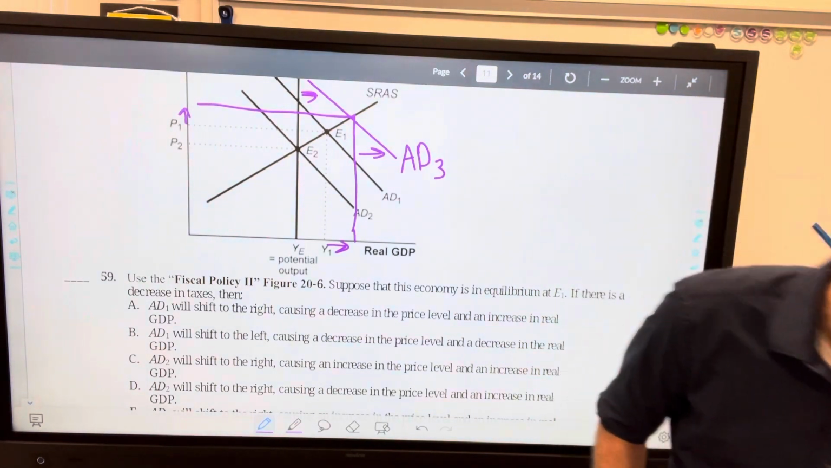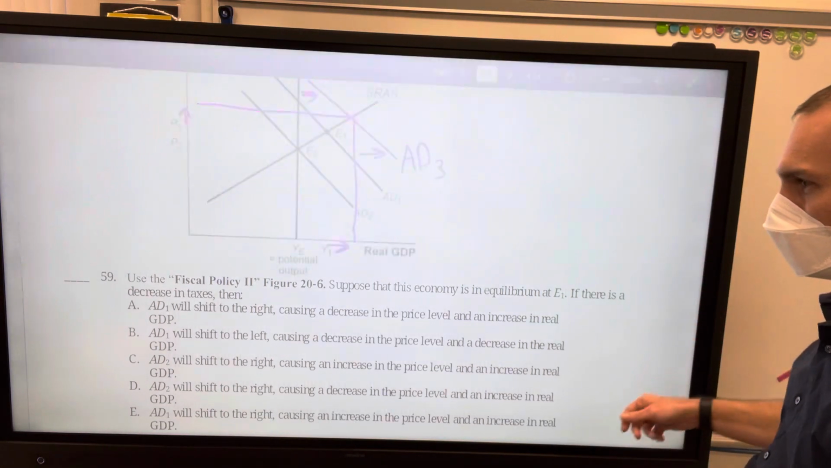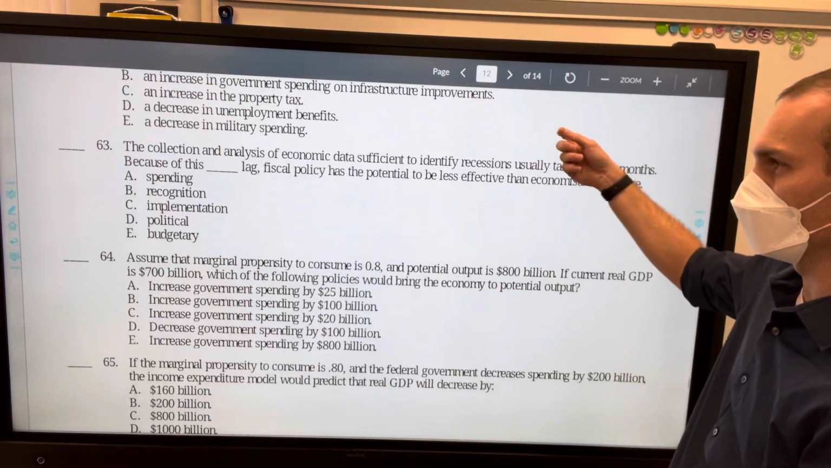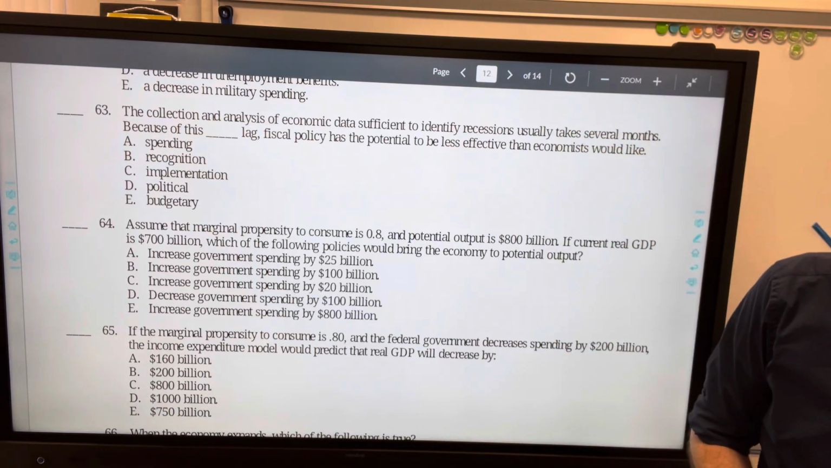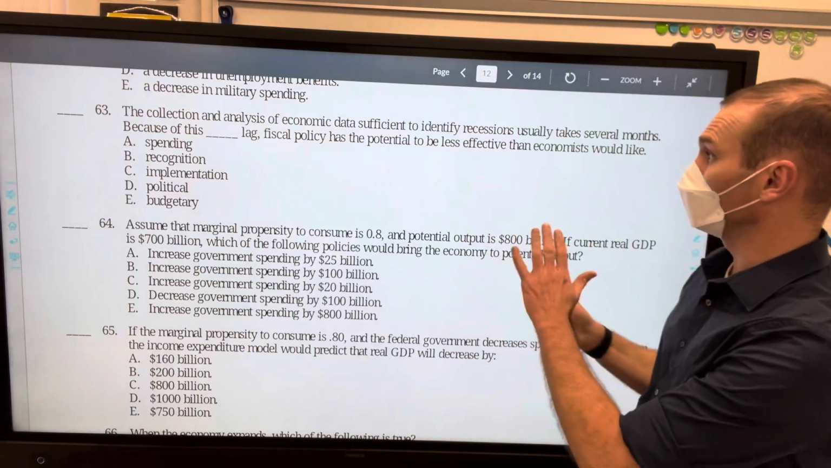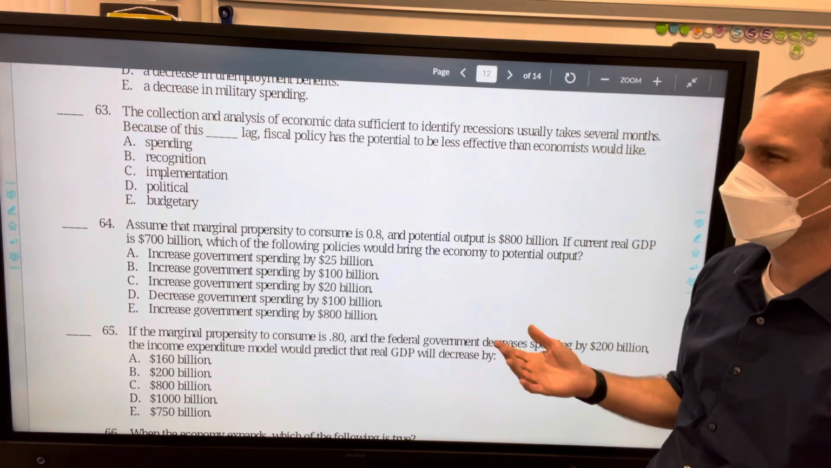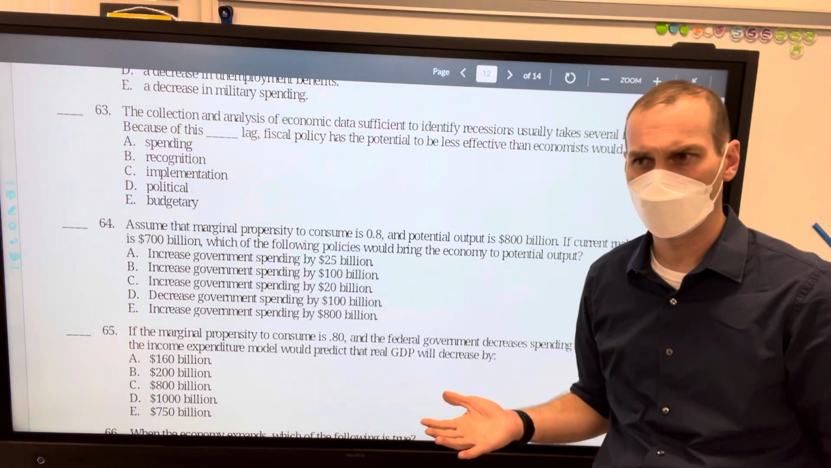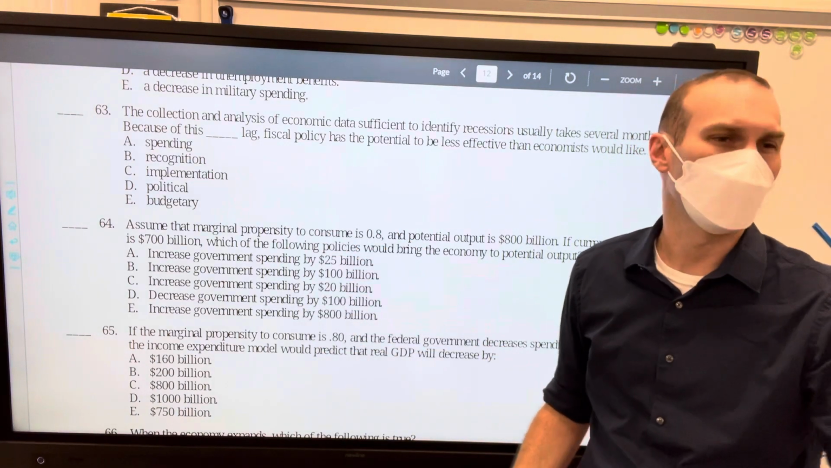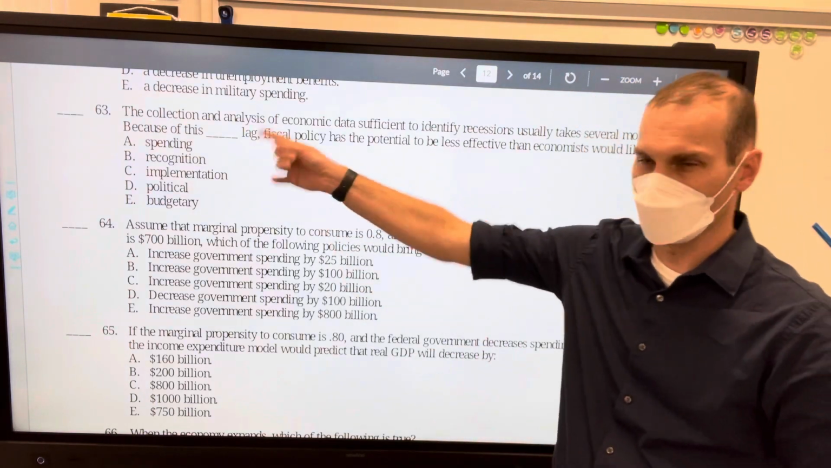Make sense? All right, now we got a string of them from 63 to 67. Let's go ahead and cover those and wrap this bad boy up. All right, 63. So 63 says a collection and analysis of economic data sufficient to identify recession usually takes several months. Because of this, what kind of lag is it? Well, I think I called it discovery lag, but what word would mean discovery lag? Recognition lag. We got to recognize it's happening. So discovery, recognition, those are the same things. So it's recognition lag.